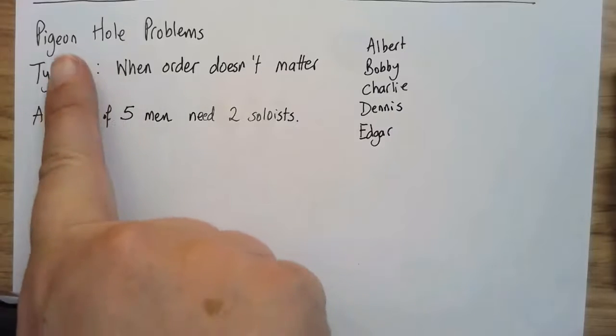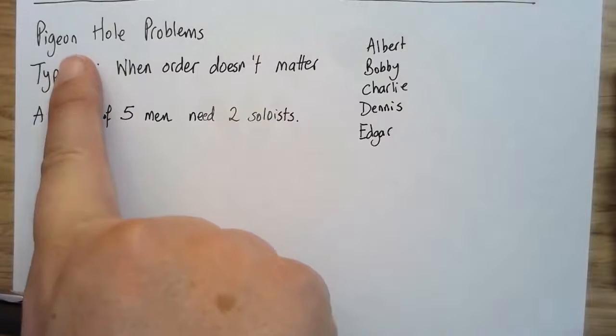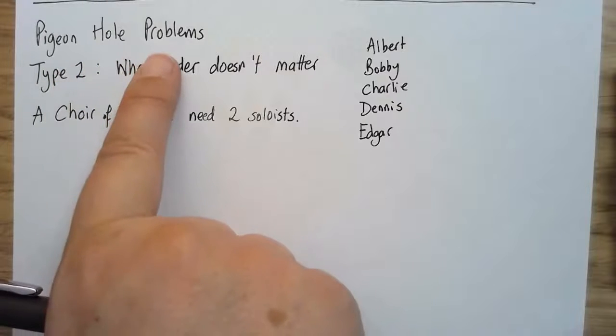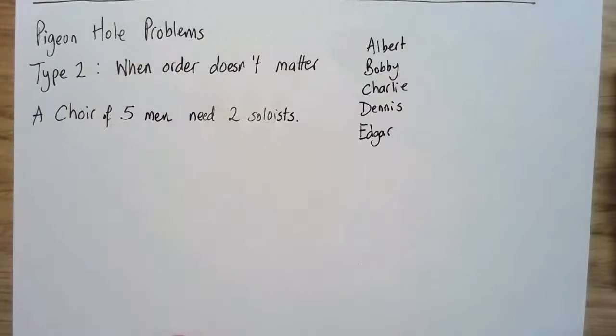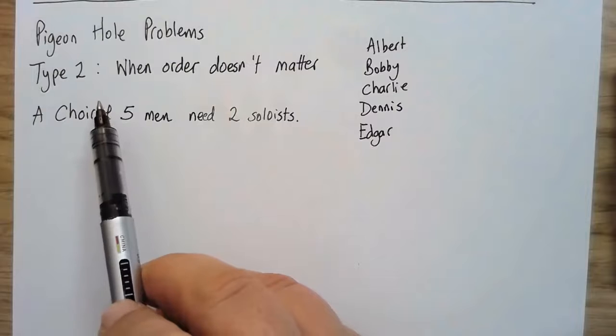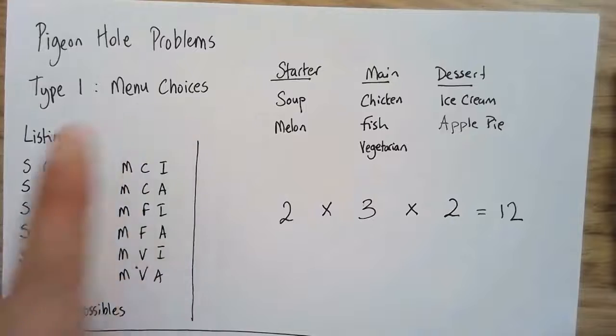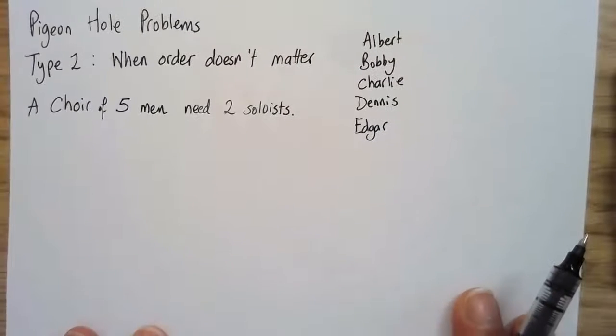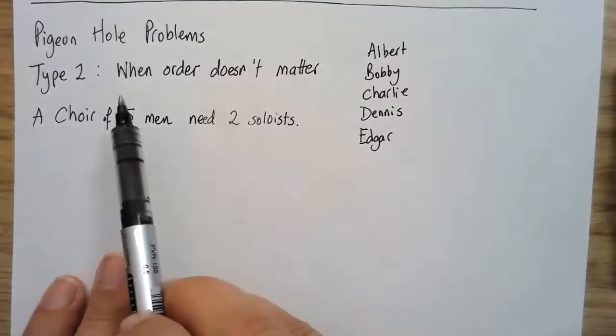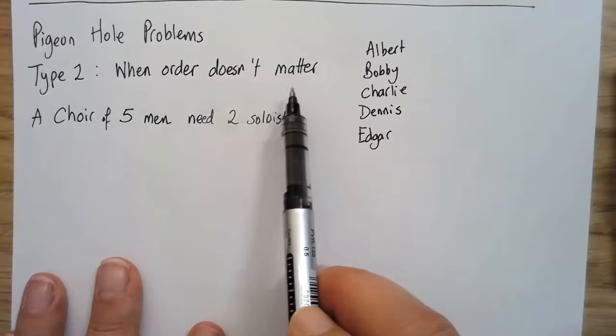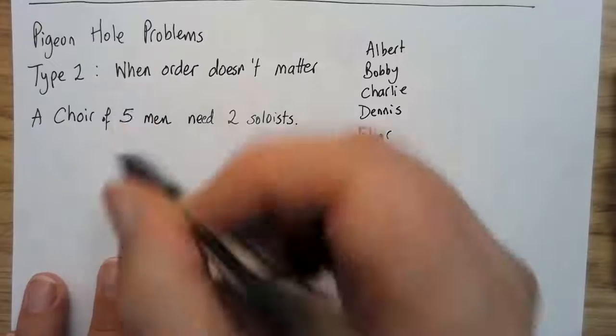This is an explanation of competition paper questions that can be known as pigeonhole problems. I've already recorded a video about type 1, which involve things like menu choices. We're going to look at a different type now, type 2, and I've nicknamed this when order doesn't matter.